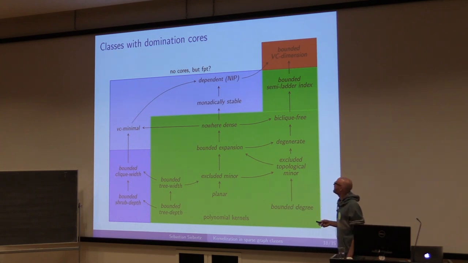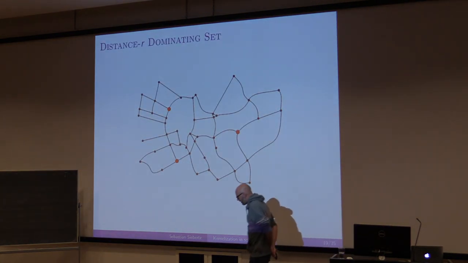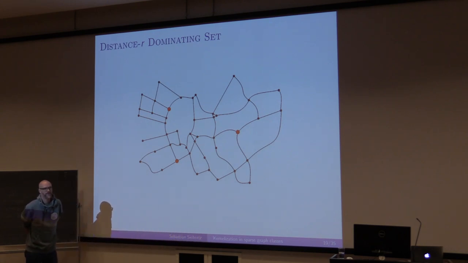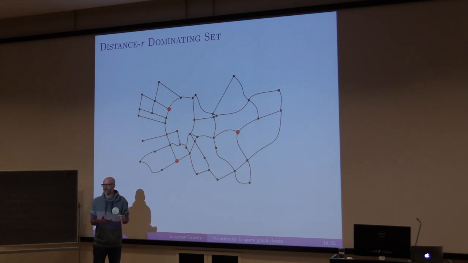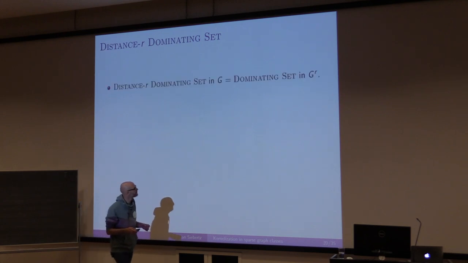Okay, so let's turn to another question. I want to look at the distance r dominating set problem now. Yes, so I'm allowing a vertex not to dominate only its neighbors, but for some larger radius r, I allow the vertex to dominate the vertices. For example, here I have a distance 3 dominating set. You can quickly verify that every vertex not in this set is at distance at most 3 to one of those red vertices. Yeah, so this is a variant of the dominating set problem.